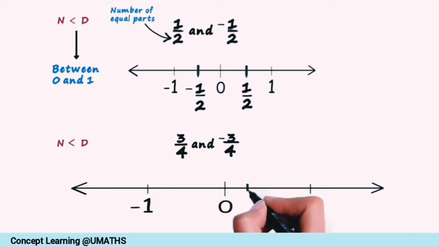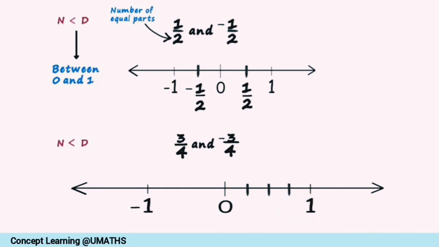So we draw the number line like this. Remember, the denominator tells us the number of equal parts. Since the denominator is 4, we divide the length between 0 and 1 into 4 equal parts.